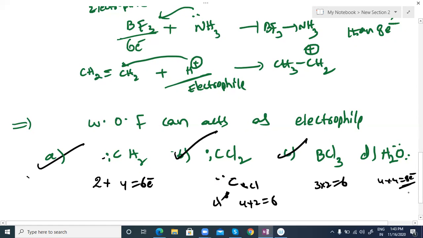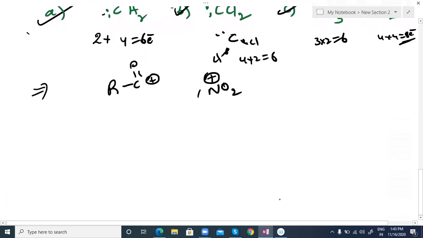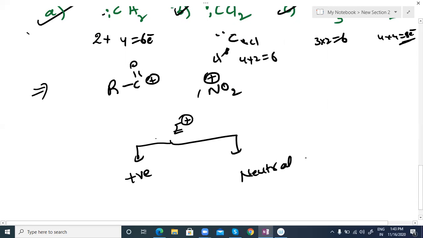Whichever is electron deficient, we call electrophiles. That may be positive or neutral. These are neutral, but may also carry a positive charge, for example RCO plus. This is also electron deficient. Anyway, a positive charge mostly means deficient. And NO2 plus, which you are writing already positive, means those are electron deficient. These are electrophiles. So electrophiles are of two types: positive electrophiles and neutral electrophiles. Got it? So that's what we discussed already.